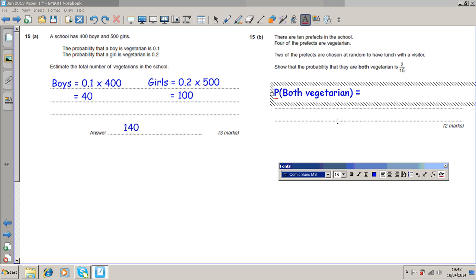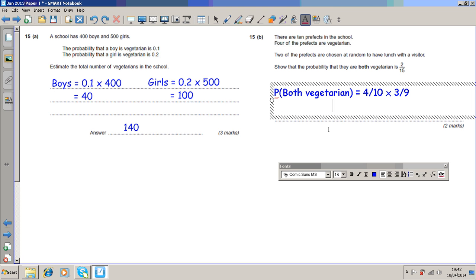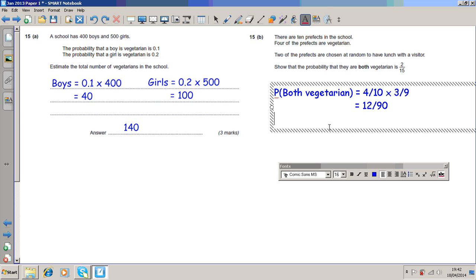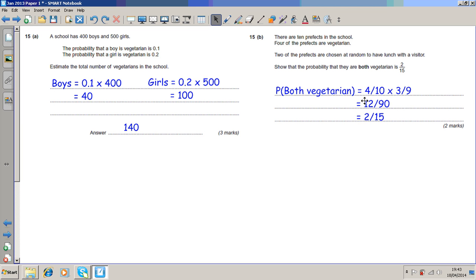equals, well, the probability of one of them being vegetarian, that's 4 out of 10. Multiply the probability of the second one being vegetarian. The first one's been chosen now, so there's 3 vegetarians left out of 9. Multiplying them, 4 times 3 is 12 over 90. If I simplify that by dividing both by 6, I get 2 out of 15. So there's your answer.